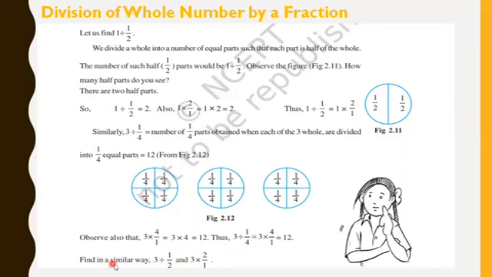Find in a similar way 3 divided by 1 by 2. This is how you can write it: 3 into the reciprocal of 1 by 2, which is 2 by 1. So 3 twos are 6, 6 by 1 equals 6. So you will get 6 here. In this way you will divide.